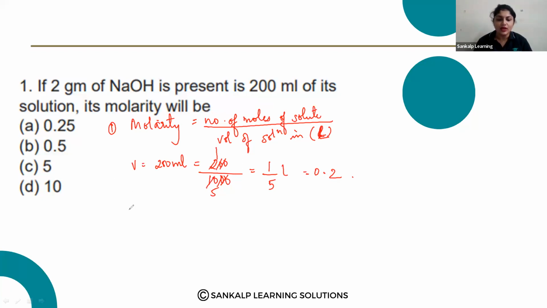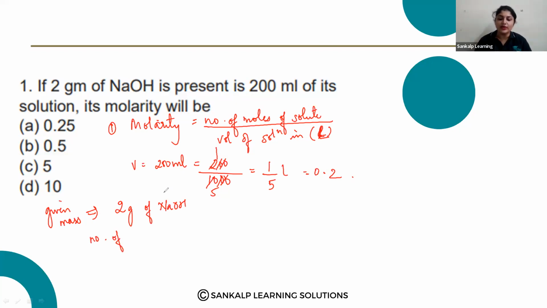Then, what is the solute? It is 2 grams of NaOH. So 2 grams of NaOH is given. It is the given mass. So the given mass is 2 grams. Now we have to use the formula.